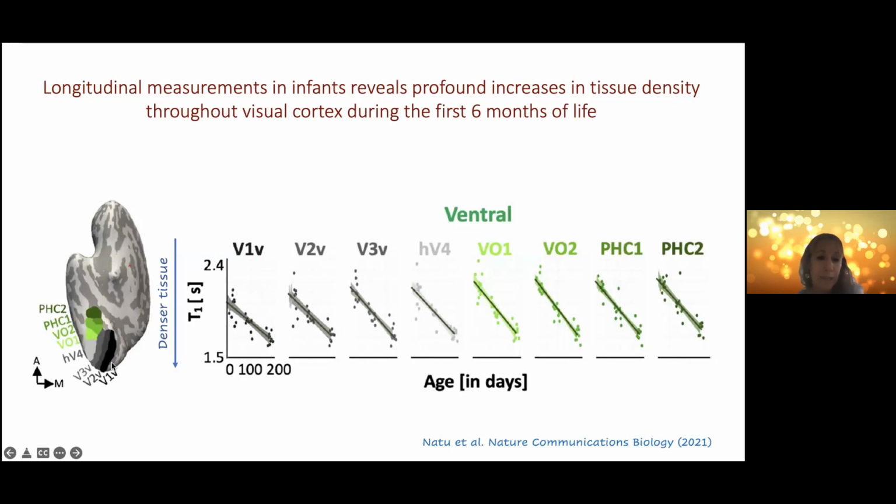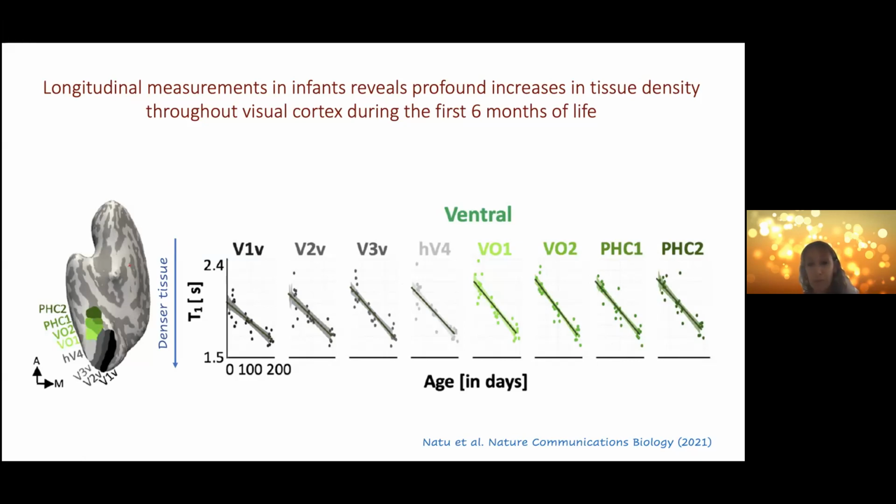And we've looked at the T1 properties across all of visual cortex. Here I'm showing you data from all the retinotopic regions of the ventral stream. And you can see that in the young infants from 0 to 180 days, which is 6 months, you can see these really big decreases in T1 that are again associated with tissue growth.